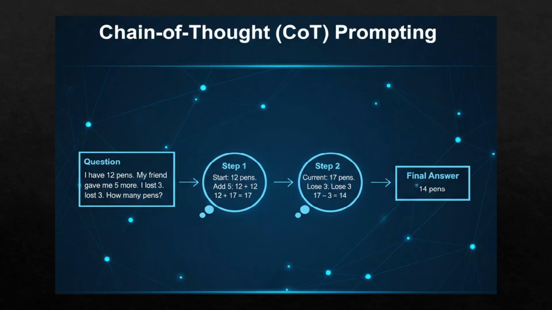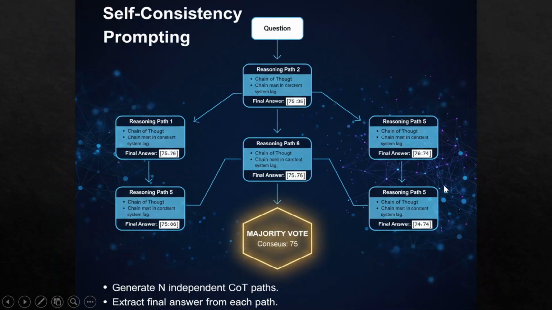So what it does is it actually makes your LLM think step by step before reaching any conclusive answer. So the example is, I have 12 pens, my friend gave me 5 more, I lost 3, and how many pens am I left with. So with chain of thought, it provides a logical reasoning behind every step that the LLM is doing, and then based on breaking this down into multiple steps, it reaches the final conclusive answer.